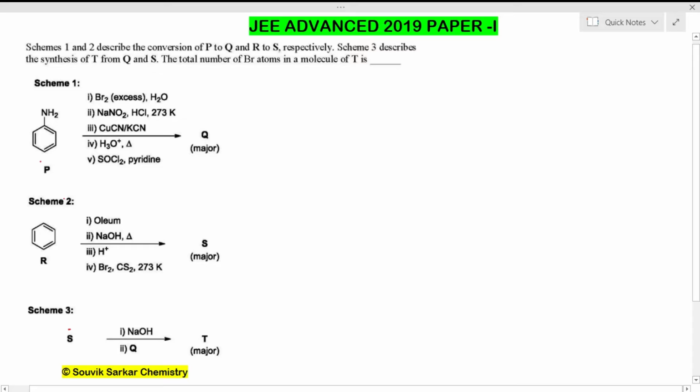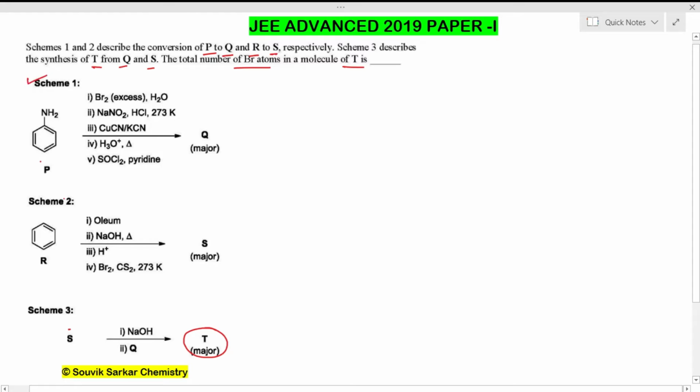The question is, there are two schemes, scheme 1 and scheme 2. Describe the conversion of P to Q and R to S respectively. Scheme 3 describes the synthesis of T from Q and S. The total number of bromine atoms in a molecule of T is... So here we have to know the structure of this T and we have to calculate the total number of bromine atoms in T.